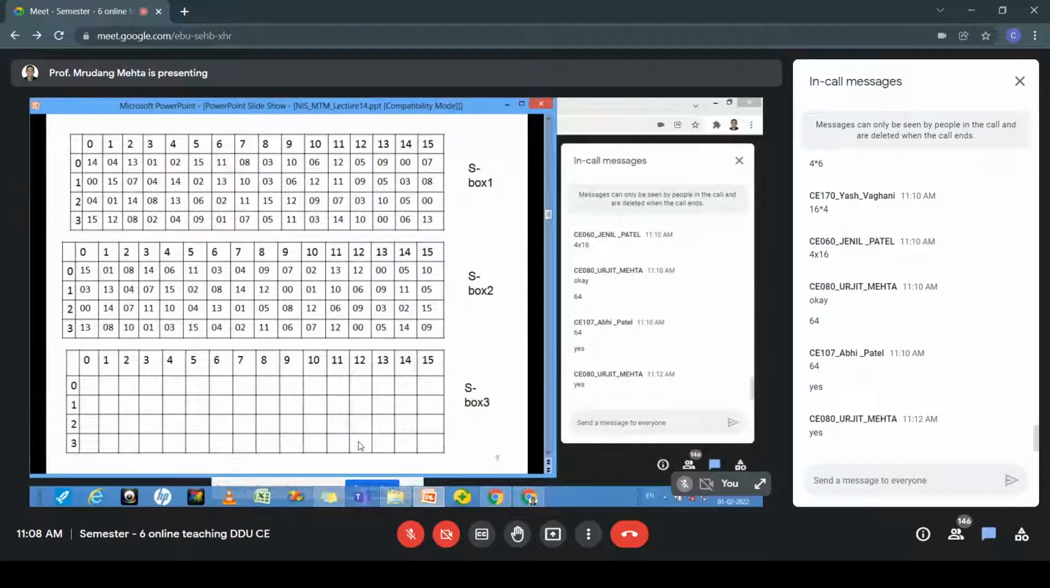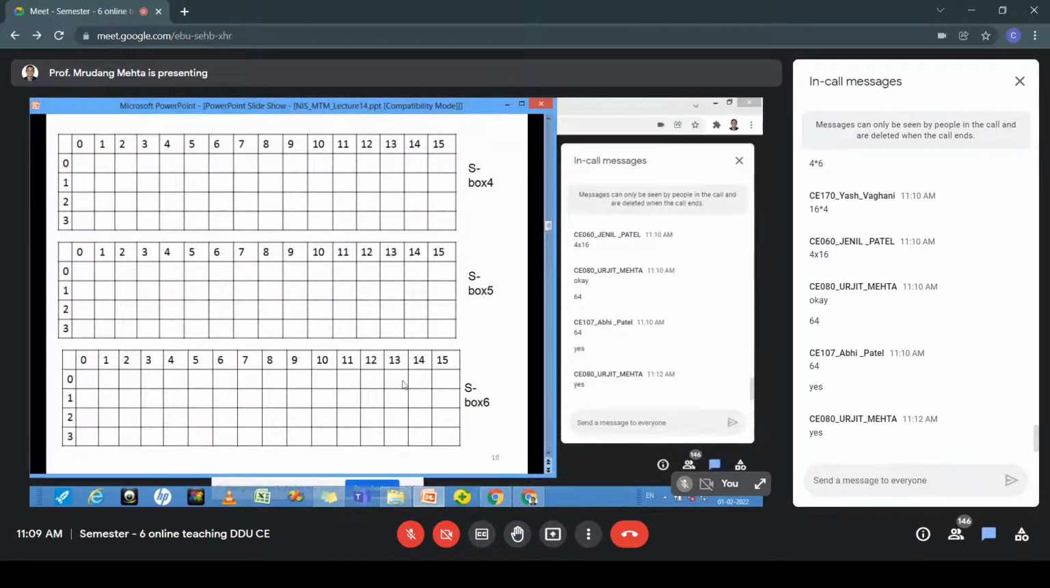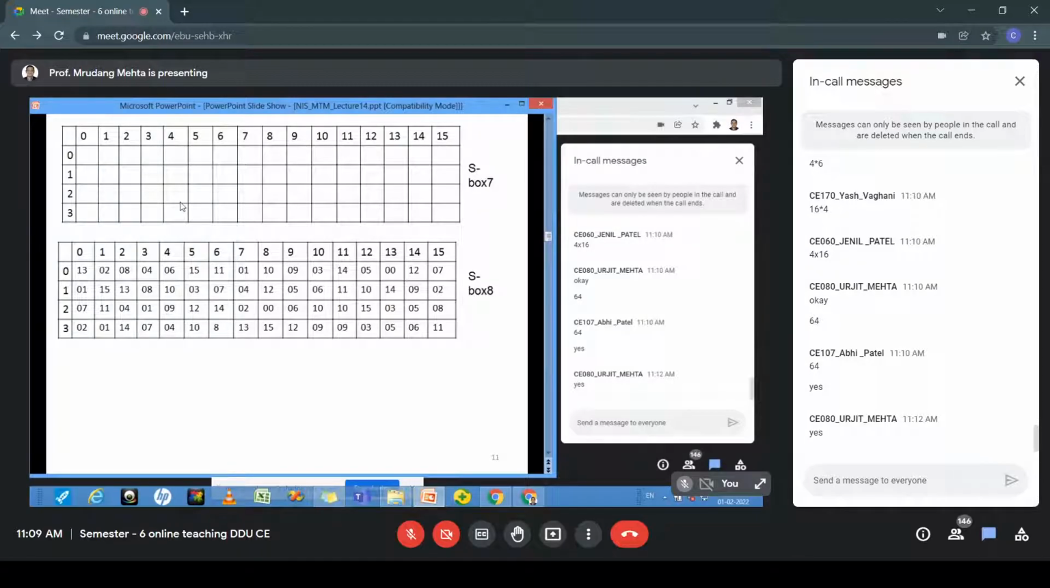So there are 8 such S boxes. I have not filled this table. They are given in the textbook, and when I circulate the slide, I will fill this table. But you should look at the textbook, chapter number 6. This is 7 and this is 8. There are 8 such S boxes. Now we see an example.